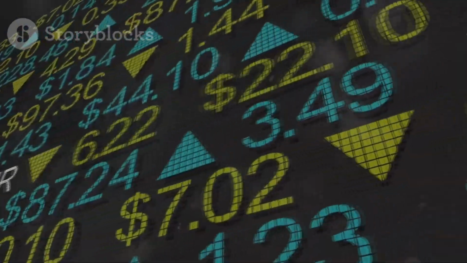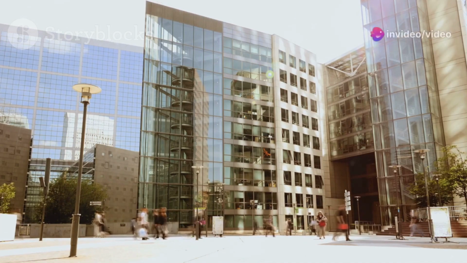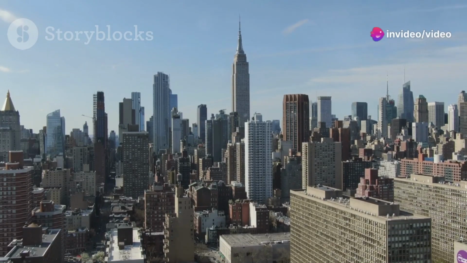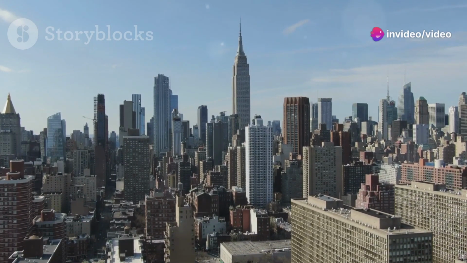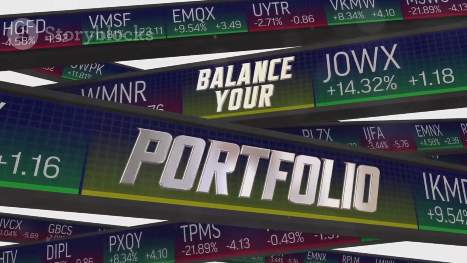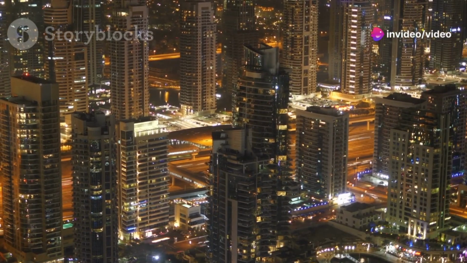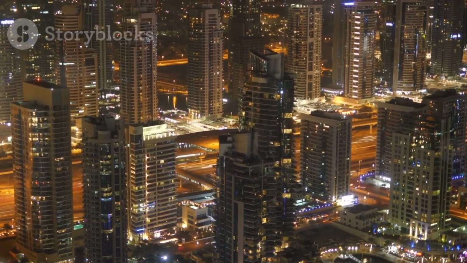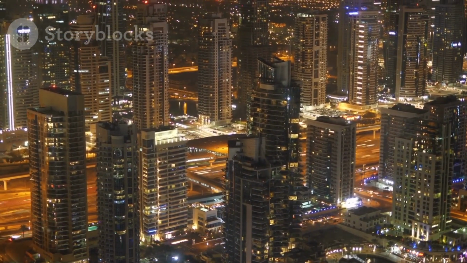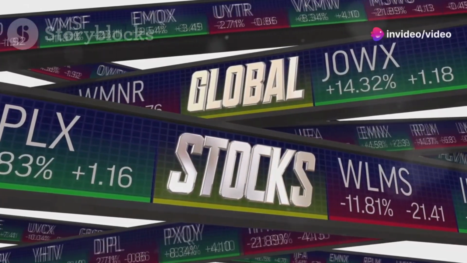Now let's look at some diversification strategies. One popular approach is the asset allocation strategy. In this method, you spread your investments across different asset classes such as stocks, bonds, real estate, and commodities. Each asset class responds differently to market conditions, providing a balance in your portfolio. Another strategy is the sector diversification strategy. This involves spreading your investments across different sectors like technology, healthcare, finance, or utilities. Each sector has its own growth potential and risks, making it another way to achieve a balanced portfolio.